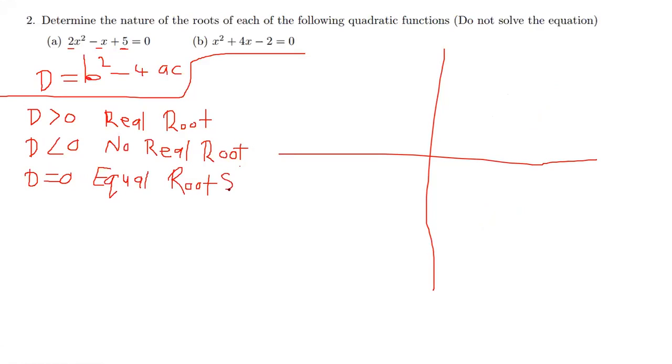So it has equal roots. Now what does it mean when we say the given expression has equal roots? It means that it touches the x-axis at one point, meaning the turning point is exactly at the x-axis.